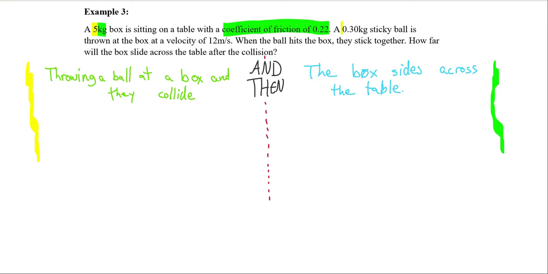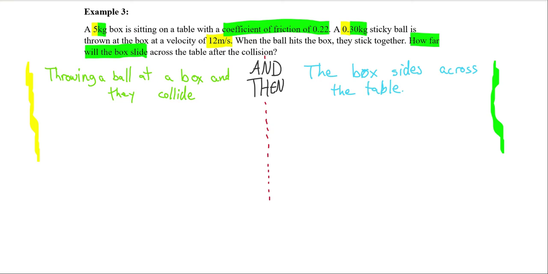The mass of this sticky ball doesn't change, so it's usable on both sides. And it's thrown at the box at a velocity of 12 meters per second. This is before it collides, so this is in our yellow section. When the ball hits the box, they stick together. That's going to be a hint that we're going to use later. And then we're asking, how far will the box slide? That question is going to be in our green section.